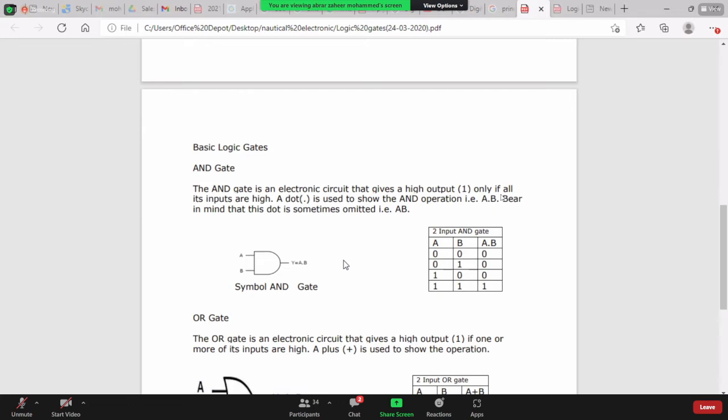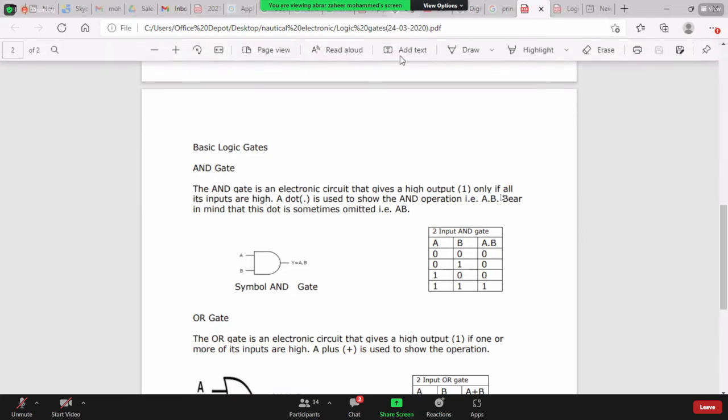For 0, 1, the output is 0. For 1, 0, the output is 0. And for 1, 1, the output is 1. When both the inputs are 1, then the output is 1. Okay.